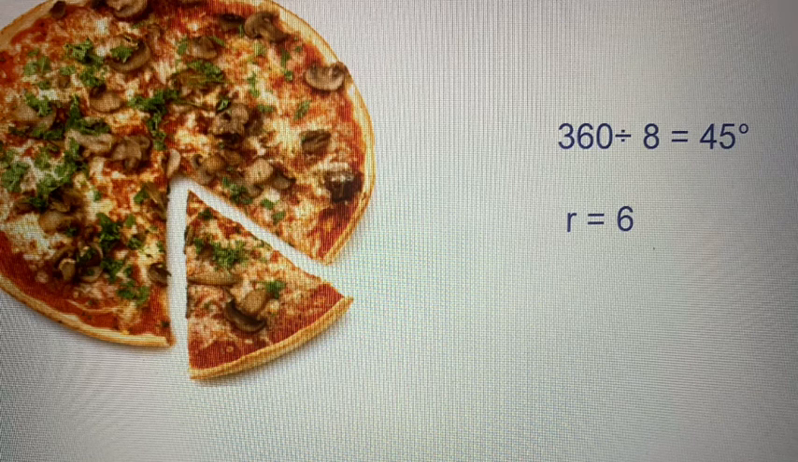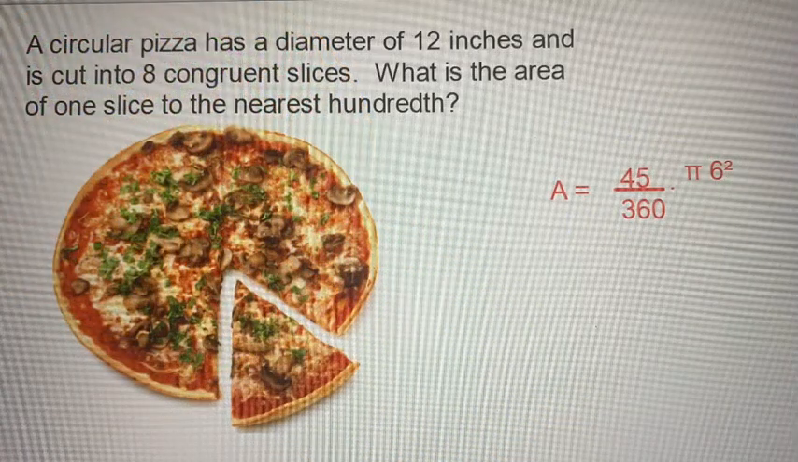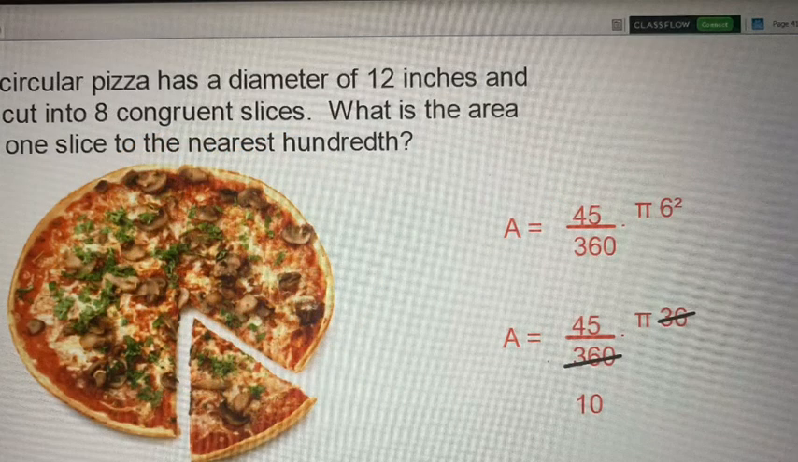All right, so now I need to set up the proportion. 45 over 360 times pi r squared, which is 6 squared. 6 squared is 36, and I can cancel because 36 goes into 360 10 times. 45 divided by 10 is going to give me 4.5. So I have 4.5 pi.